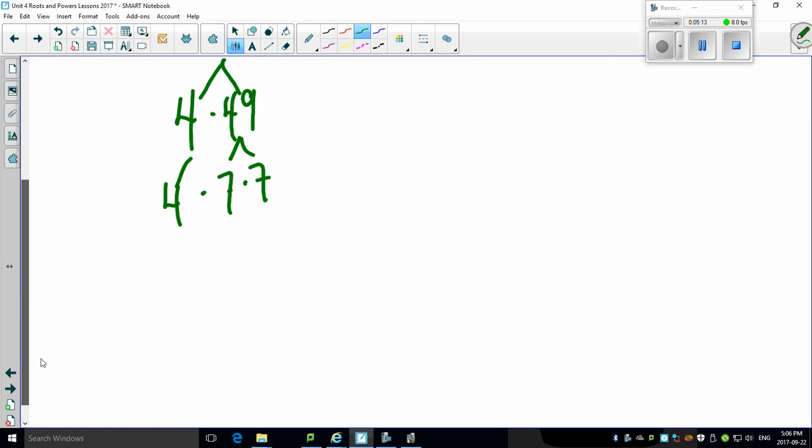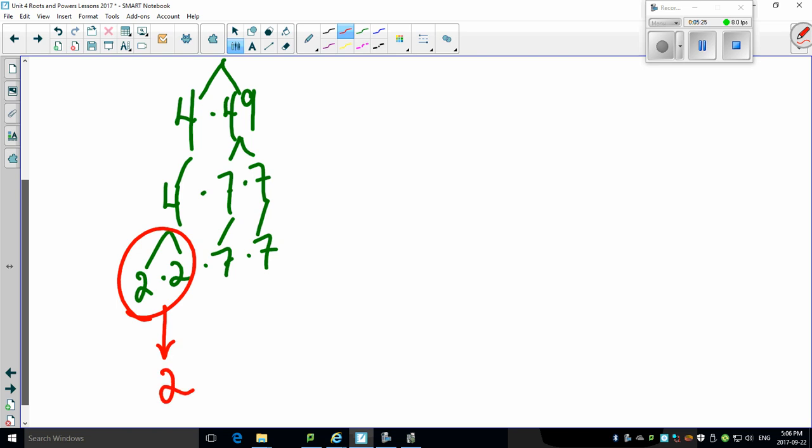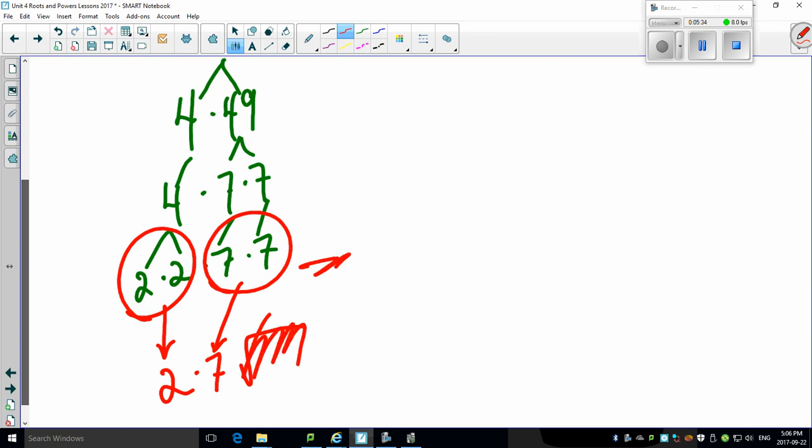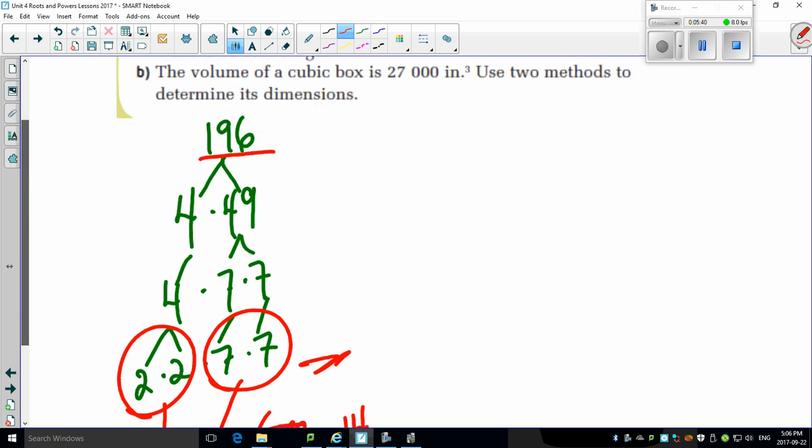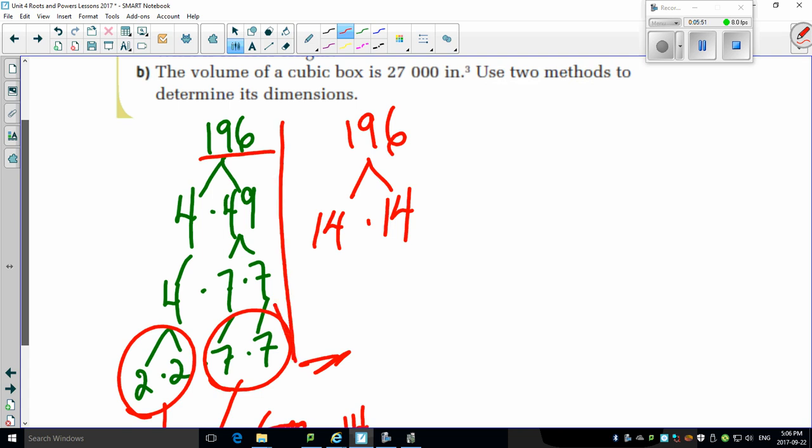Check it out. We can break this down to 2 times 2. This one is 7, and this one is 7. But we know to look for pairs. There's a pair here, the pair is 2. There's a pair here, we know it's 7. Look what's left under the radical. There's nothing left, so the radical doesn't even count. 2 times 7, that's 14. The number 196 actually is a perfect square of 14 times 14. Isn't that cool? Just by doing the factor tree and knowing a little bit about perfect squares.